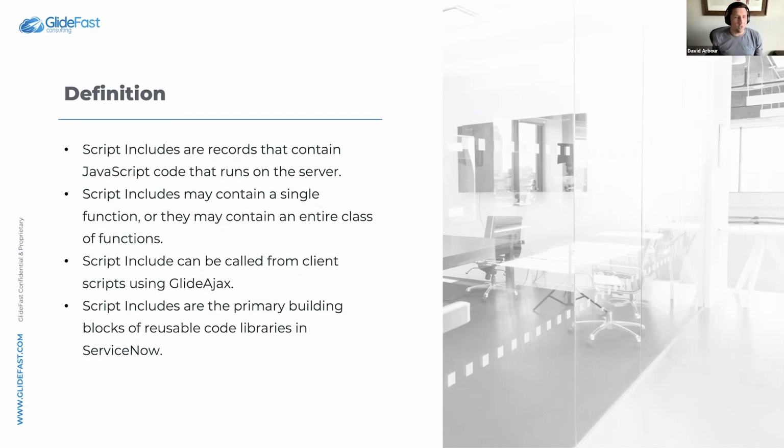Script includes can also be called from client scripts, but they're called through Glide Ajax. Glide Ajax sends the parameters you pass into it to the server, gets the information from the server, and then passes that back out to the client. Ajax should always be run asynchronously. In apps now, you cannot run Glide Ajax synchronously, but you used to be able to, and you still can in global, even though it's not documented, with getXMLWait, which allows it to be synchronous. Sometimes that's useful, but most times it's not. And script includes, just try to think of them as the primary building block of reusable code in ServiceNow.